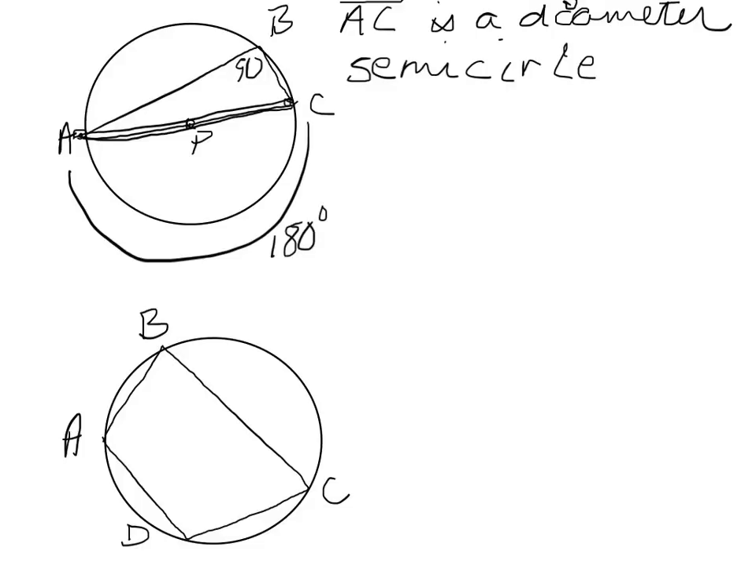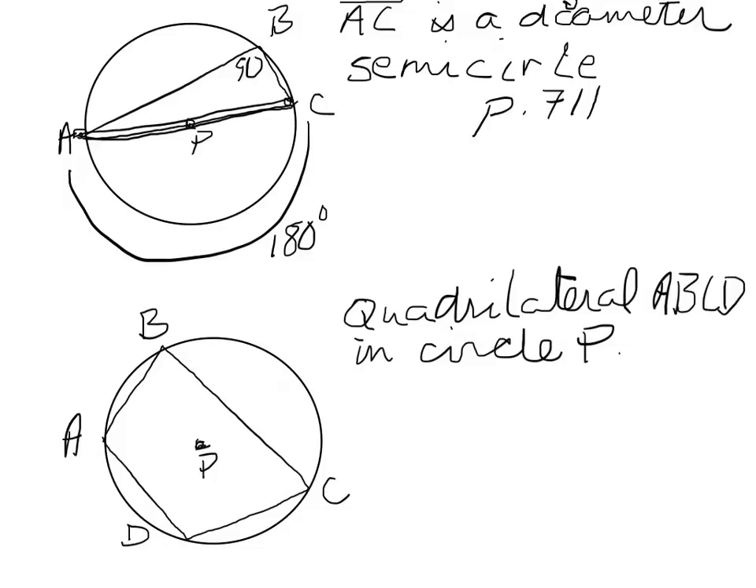You can see this on page 711 in the textbook at the bottom, if you want to copy it when you get to school. So the next theorem is about quadrilaterals being inscribed in a circle. And when I say the word inscribed for a shape in a circle, I mean that the vertices, all the points that you make the polygon with, are on the circle. So what happens in this case? Well, the theorem says if the quadrilateral is inscribed in the circle, then the opposite angles are supplementary.